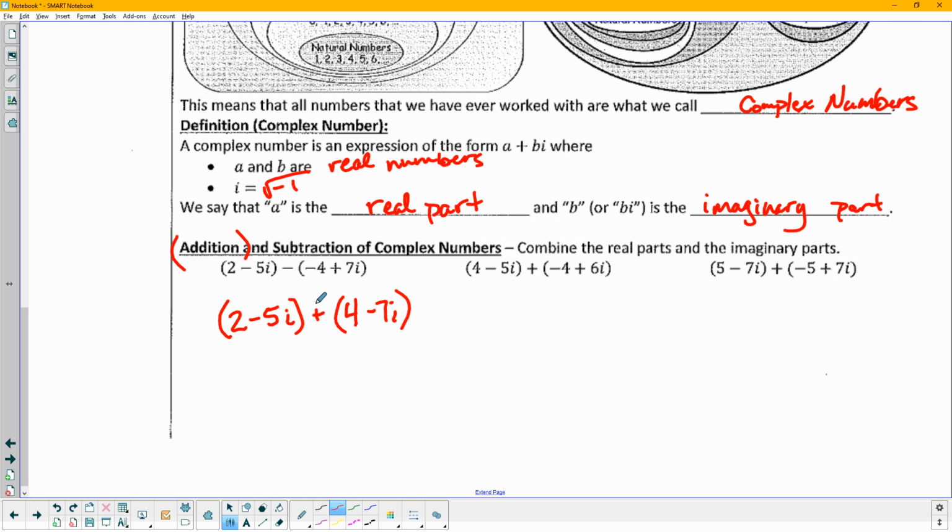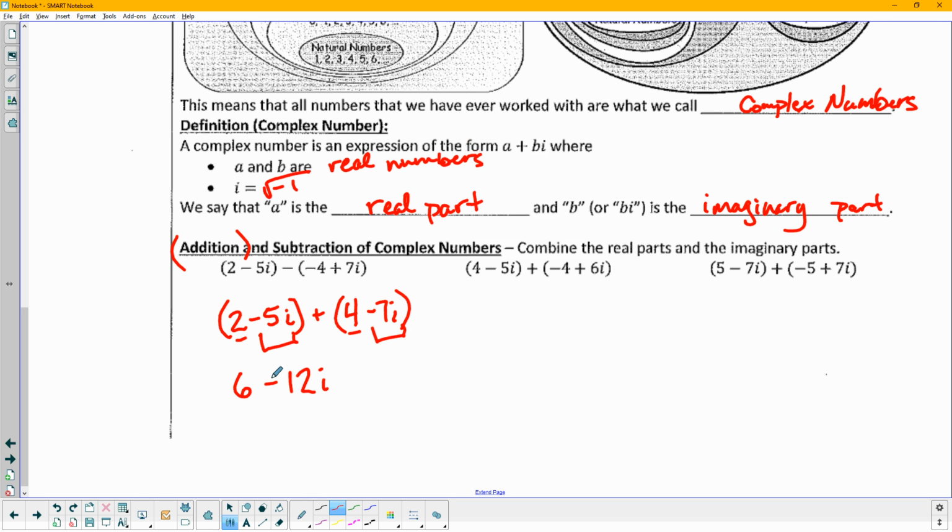So I've turned this into, instead of negative 4 plus 7i, 4 minus 7i, and I'm using addition. Now, the parentheses aren't exactly necessary, but that's how we view those complex numbers. In the end, they don't really matter because I'm going to combine my real parts. 2 plus 4 is 6. And my imaginary parts, negative 5 and negative 7 is negative 12.